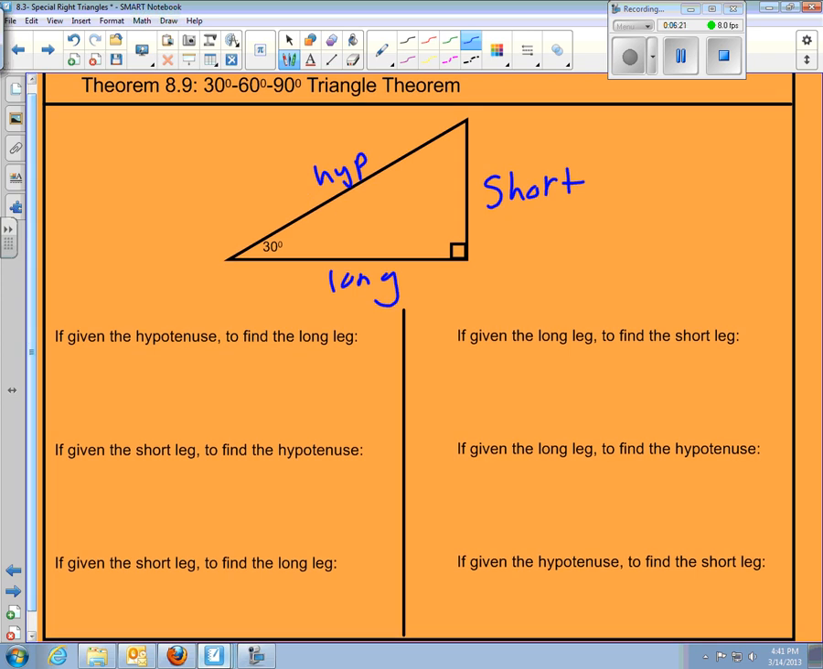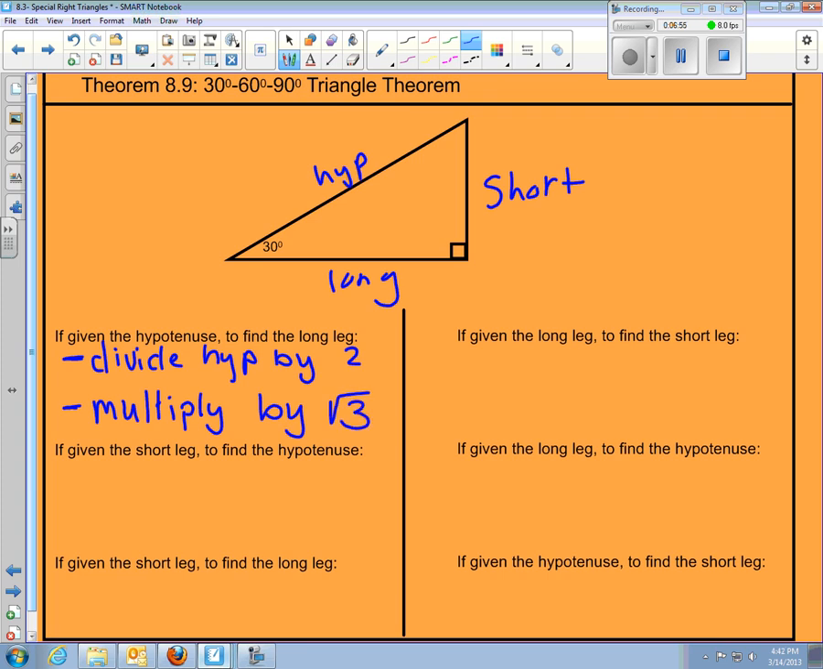All right, we've got a few more rules here than we did on 45, 45, 90s because we've got a few more combinations we could have. 2 of these are going to have 2 steps. All right, and it just so happens that our first one's going to have 2 steps. So if we're given the hypotenuse, to find the long leg, we are going to first divide the hypotenuse by 2. And this is just by a plain old 2, not by square root of 2. Remember, square roots of 2 are for the 45, 45, 90. All right, step 2. Once we've divided the hypotenuse by 2, we are going to multiply by square root of 3. So that's a 2-stepper.